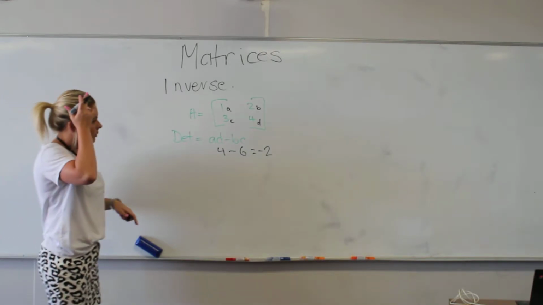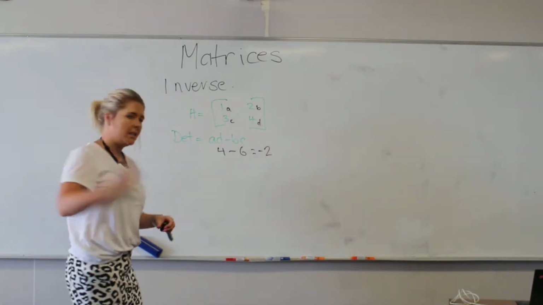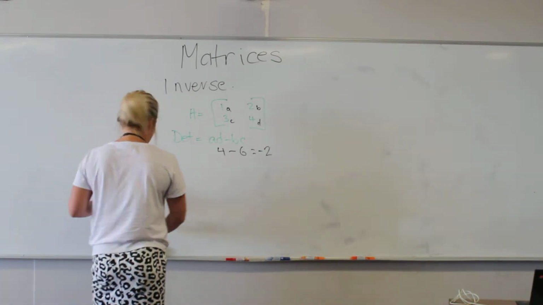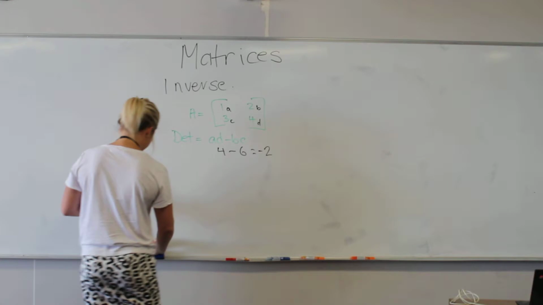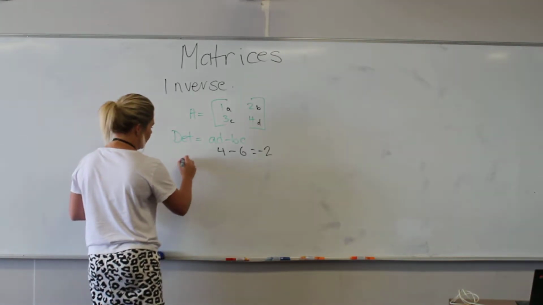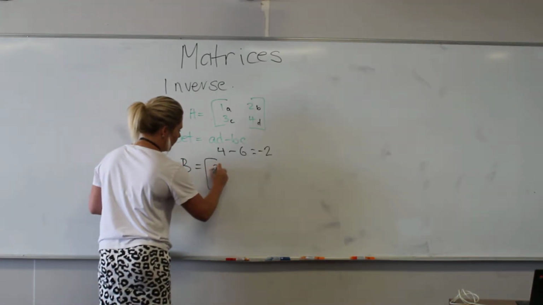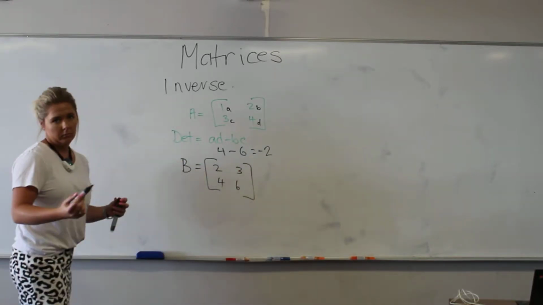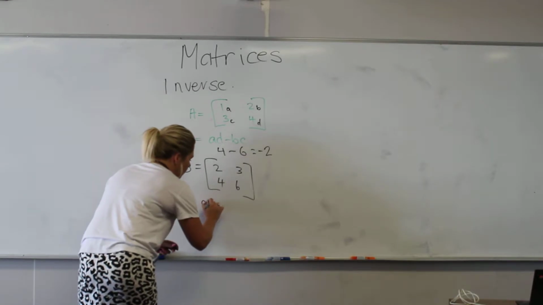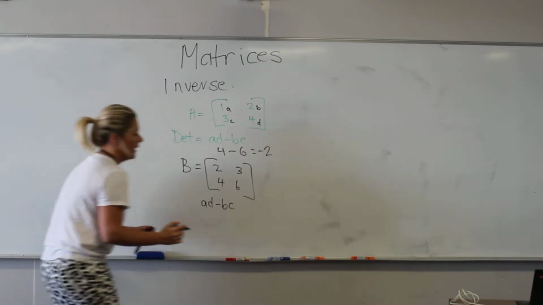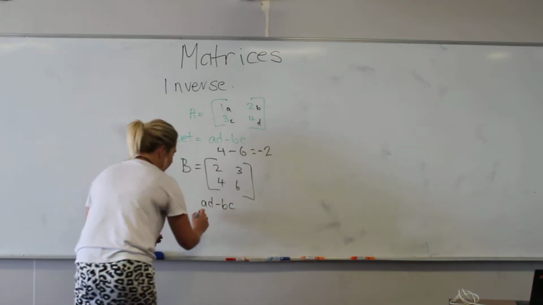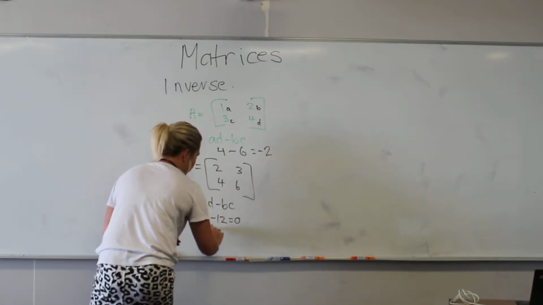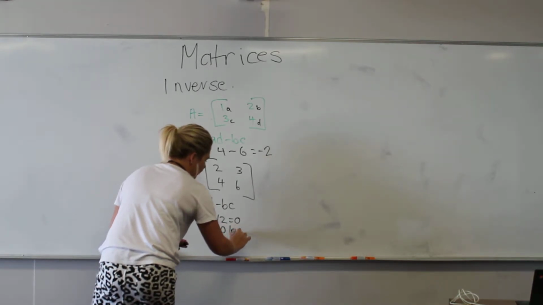The next thing you'll need to do is make sure that it doesn't equal 0. So if I have, let me work out some nice maths here. My matrix is going to be B, and it can be 2, 6, 3, and 4. AD minus BC is going to be 12 minus 12 equals 0. Therefore, no inverse.